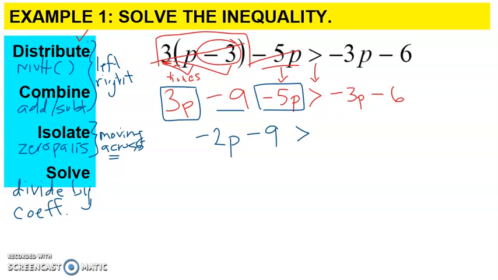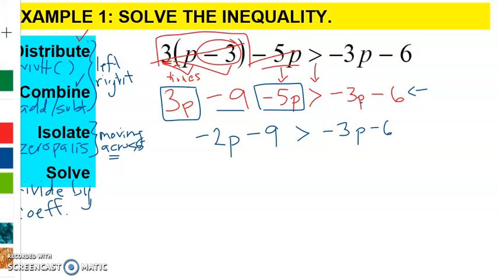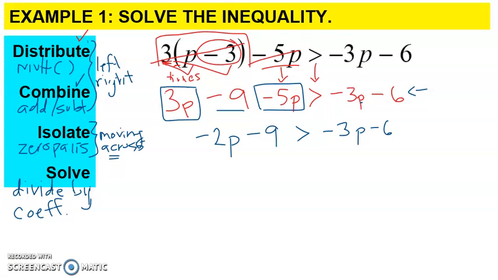Keep my symbol. Then I look on the right side. Negative 3p minus 6. There's no like terms. One has a variable, one does not. So I'm just going to write it down. Okay, I've done my combining like terms. Now we're going to go into isolation. This is where I start to move.